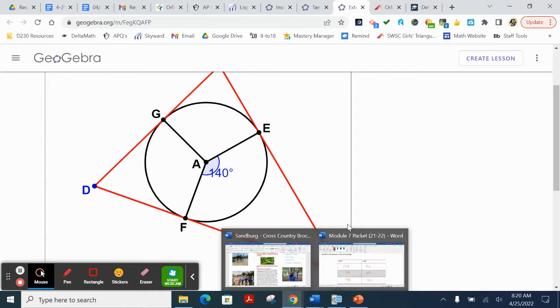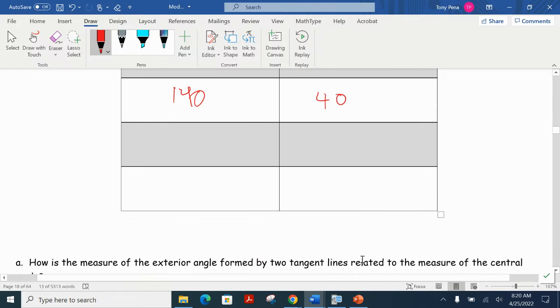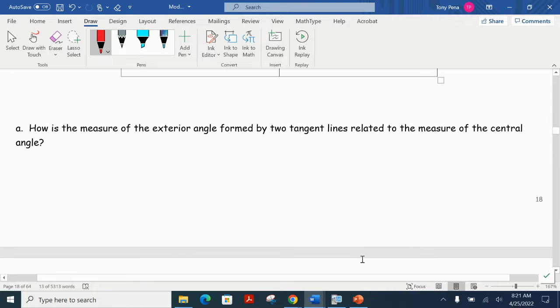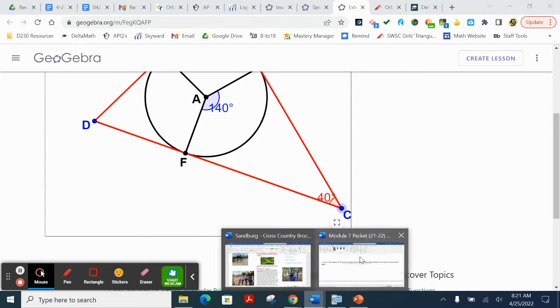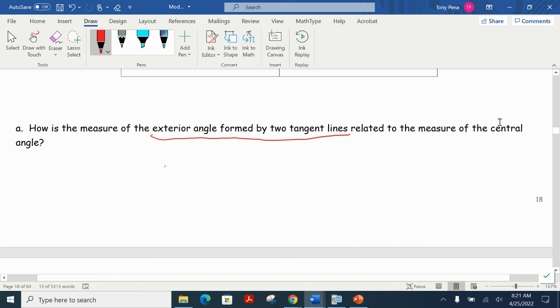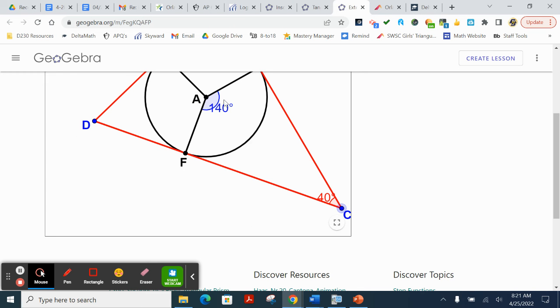Okay, so right, that's what you're asked for in this guy. How is the measure of the exterior angle formed by two tangent lines related to the measure of the central angle? This is your central angle, and they are supplementary. Okay, they're supplements of each other. So, all right, so those are our three new rules.